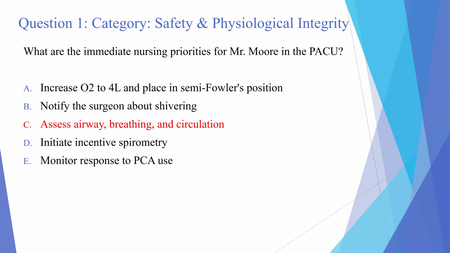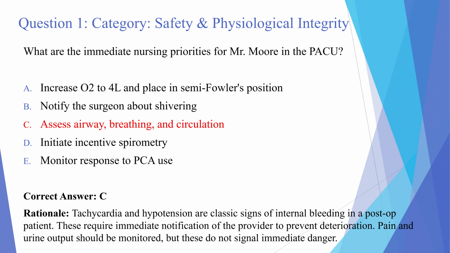Assess airway, breathing, circulation, so ABC. So the correct answer is C. The rationale for this is that tachycardia and hypotension are classic signs of internal bleeding in the post-op patient. Those require immediate notification of the provider to prevent deterioration. Pain and urine output should be monitored, but those do not signal immediate danger.